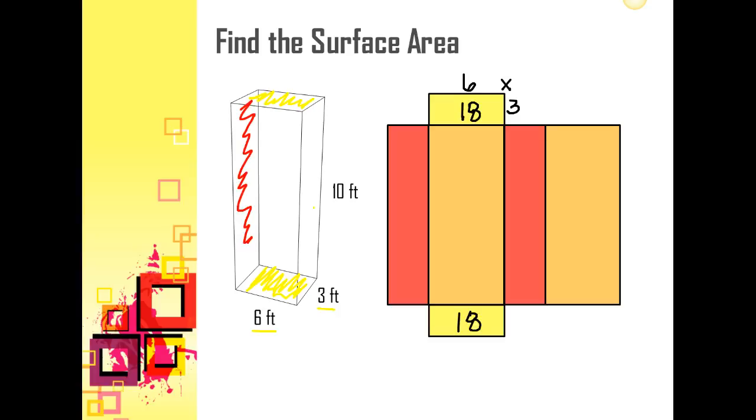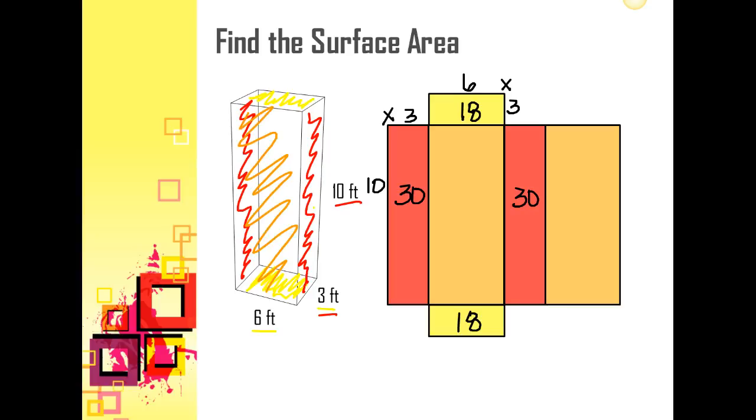Next, let's take a look at the sides. We can see that the sides have dimensions of 3 feet by 10 feet. We can add these numbers to our net, then multiply 3 times 10 to get an area of 30 feet squared for each side. Finally, let's find the area of the front and back. They both have dimensions of 6 feet by 10 feet.